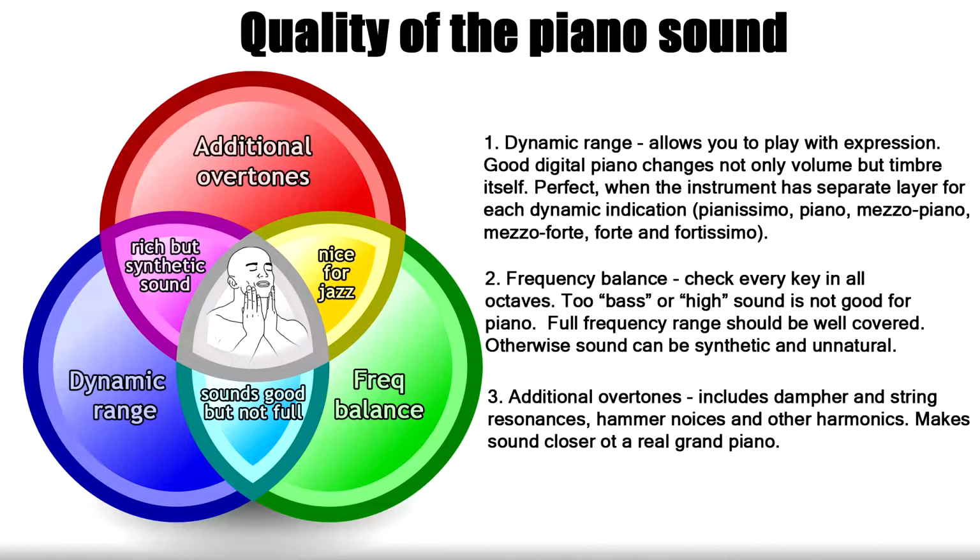Okay, we will start with the first one. A huge dynamic range allows you to bring expression to your music, play quiet or loud, from pianissimo to fortissimo. And this is probably the most important thing in any music, especially in classical. That's why you must check this if you want to buy an instrument for practice or study. A good digital piano not only changes the volume depending on how you press the key, it changes the timbre and the sound itself. Let me give you an example.